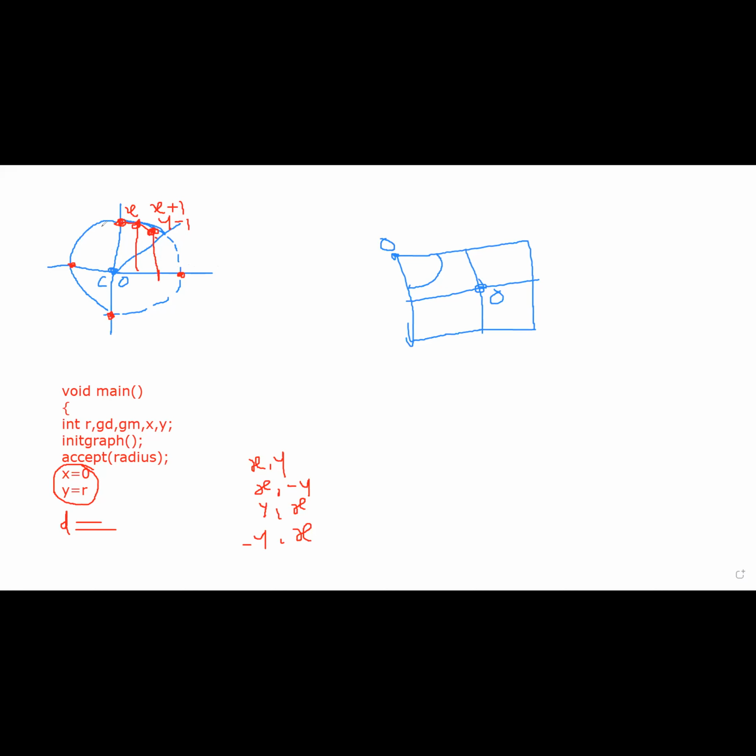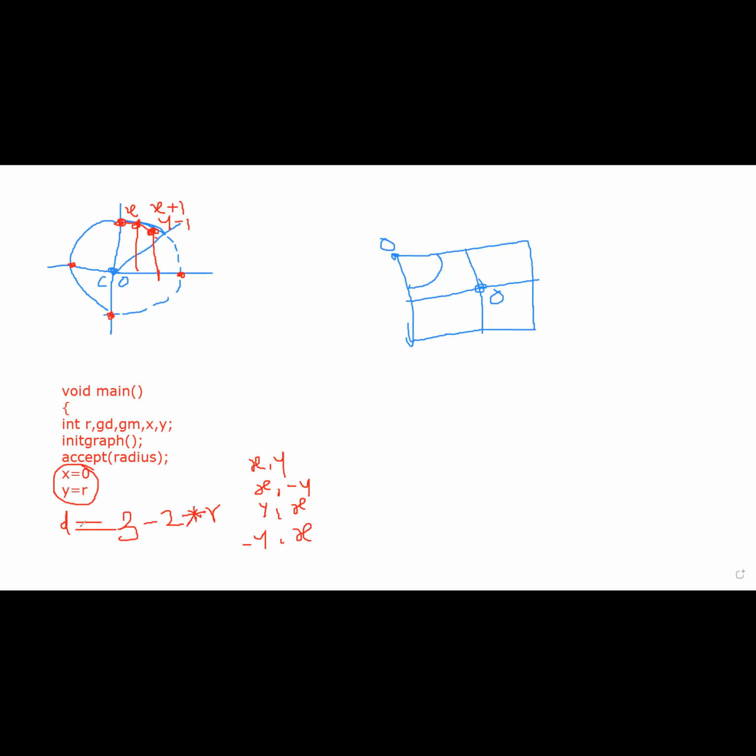If you see this, the current x value is 0, it will change to 1, then 2 and so on. But the y value will remain the same in the first phase and then it will start decreasing. So you have to select whether y will remain same or y will change to y minus 1. It is based on the factor d, which we have seen already. The d value is 3 minus 2r.